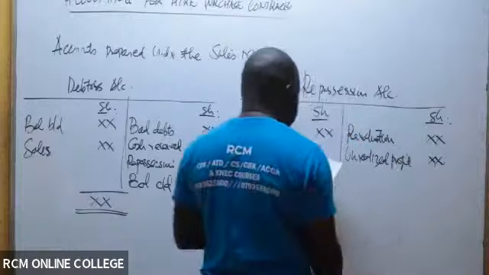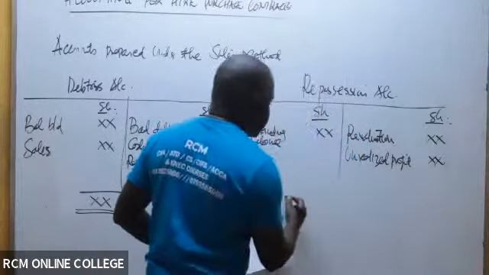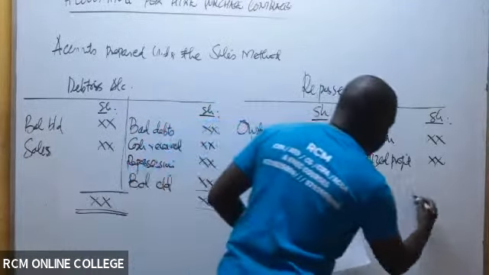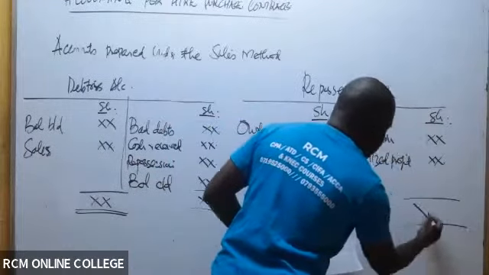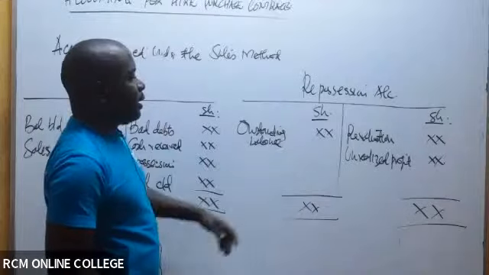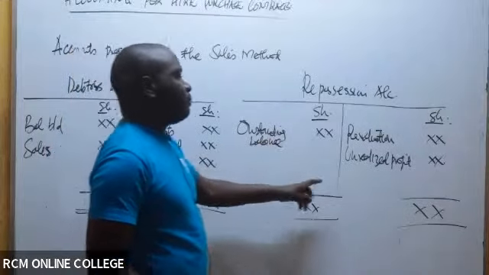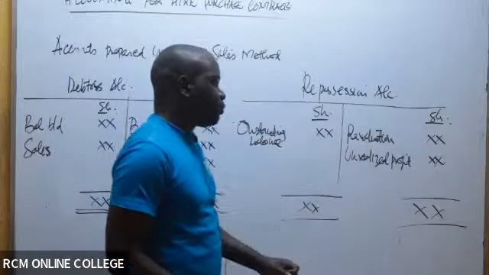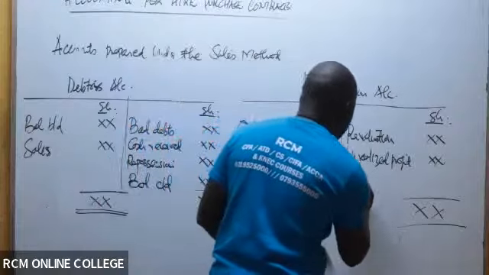Then we have the total. If it happens that in this case, the outstanding balance is more than the revaluation and of course the unrealized profits here, you'll have a loss on revaluation.